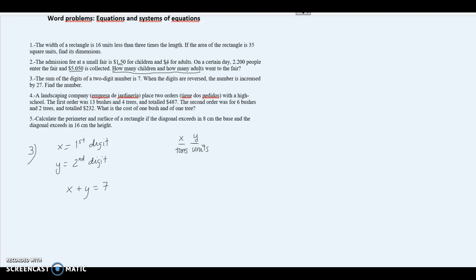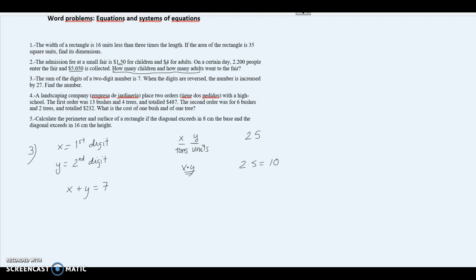Easy. The problem comes with the second equation. When the digits are reversed, the number is increased by 70. Well, if we write this x, y, and we think that this is the number, think carefully. This is not the number, because this is a multiplication. For example, if I have 2 and 5, 25, and I write this, it is not the number. This is 10. It's not 25.